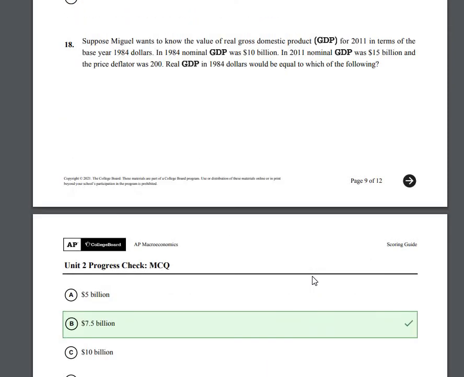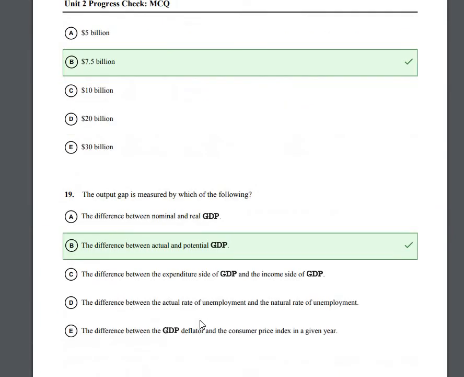Okay, and so basically what you would do to calculate that out, you would do the nominal GDP of 15 billion divided by the deflator of 200 times 100. Okay, and so that gives you the actual real GDP there. So again, you will not see a question like that. We're going to do more work with GDP deflators in a later unit.